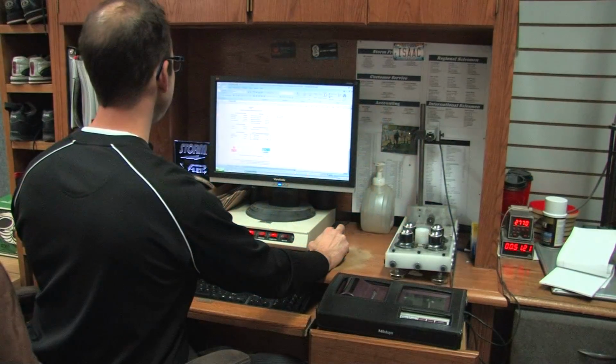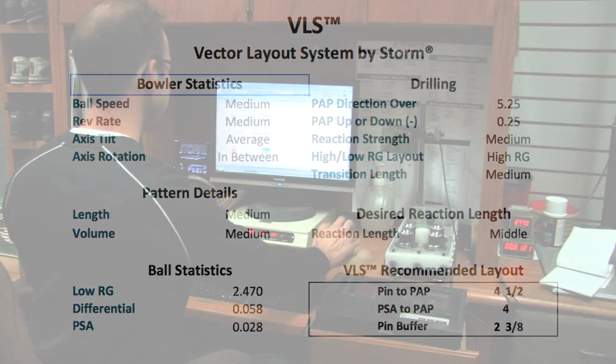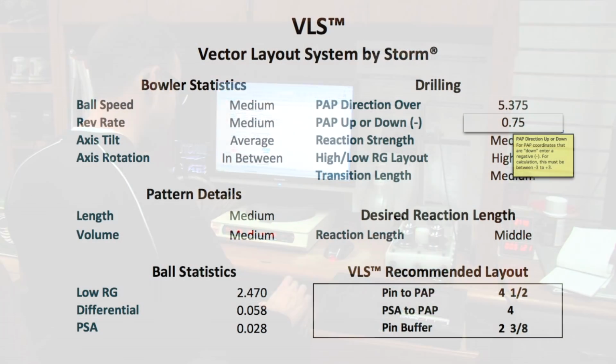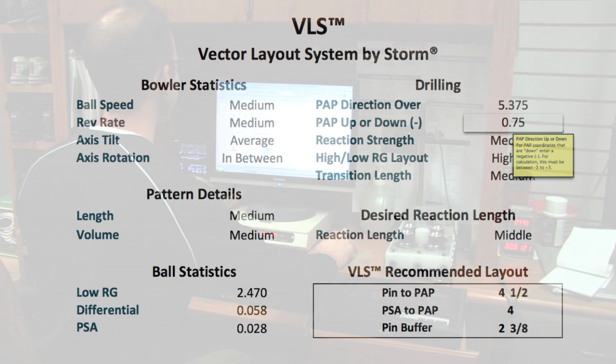So we enter the ball statistics here in the lower left. You can see the RG differential and PSA numbers are already loaded. And then what we need to do is enter Louis' PAP measurements. Now Louis is 5 3/8 over, which is 5.375, and he's 3/4 of an inch up, which would be 0.75.